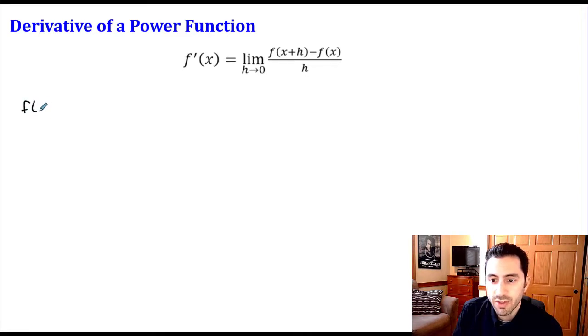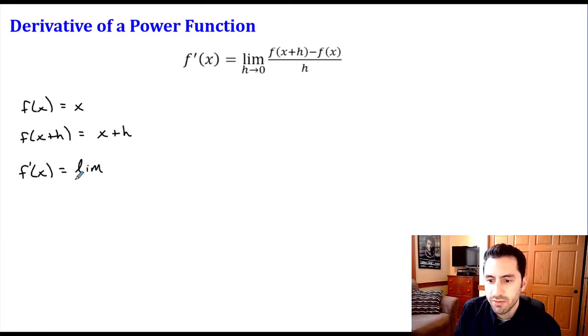So let's start with just f of x is equal to x. Okay, so this is x to the first power. So this is a power function. So first thing, if I'm going to find this limit, let's start off by finding f of x plus h, which is just x plus h, substituting that in. And now let's go through and let's find the derivative. So f prime of x is going to be equal to the limit as h approaches 0. F of x plus h, we just found up above, is x plus h. We're subtracting the original function f of x, so we're subtracting x, and this is all over h.